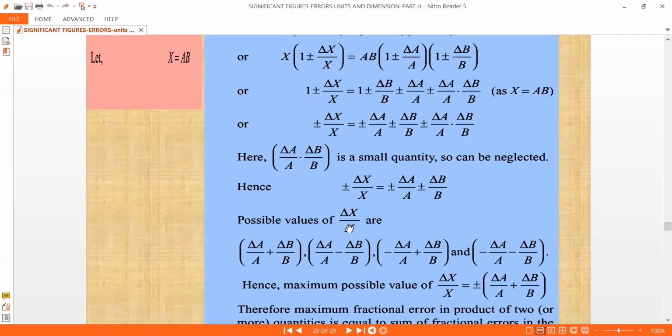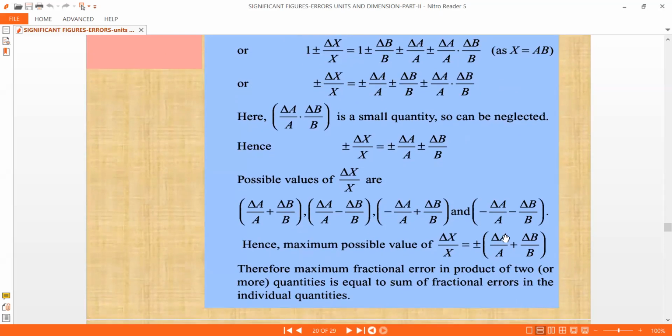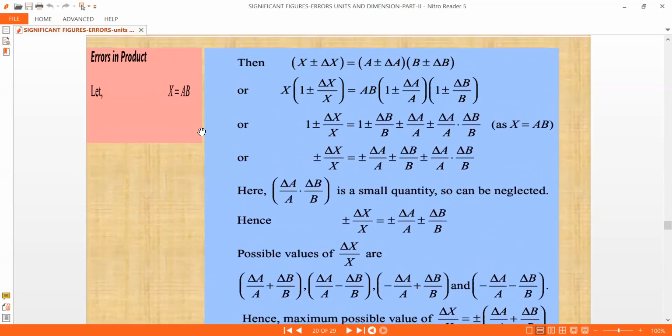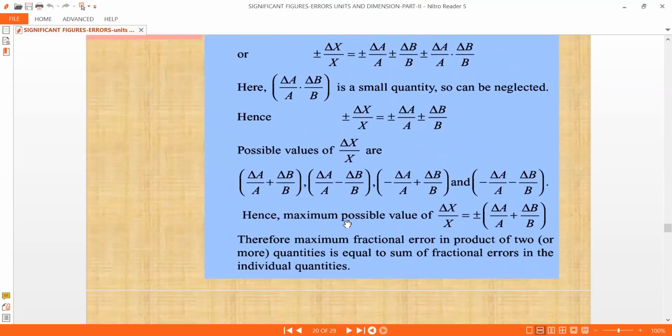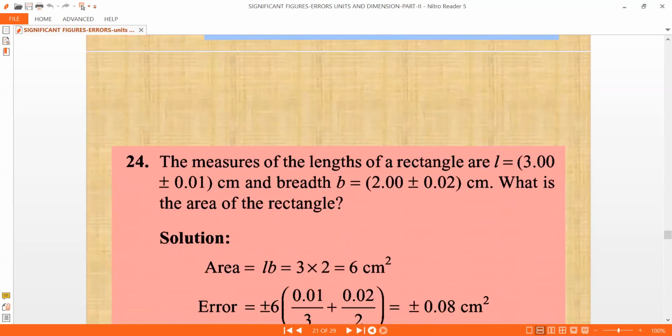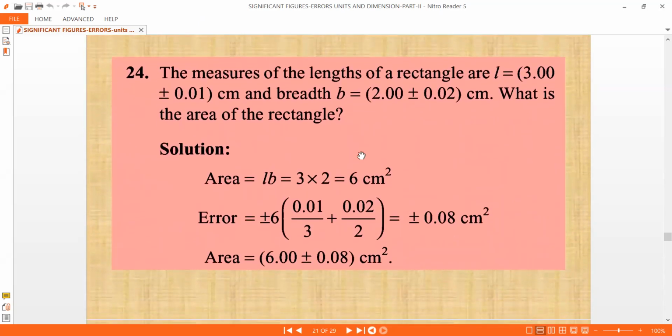So here you go. That is the delta x. This is the maximum possible, plus or minus delta a by a and plus or minus delta b by b. That is the error propagated when you have a product. Similarly, let us take the example here, how to solve when you have a product of quantities.